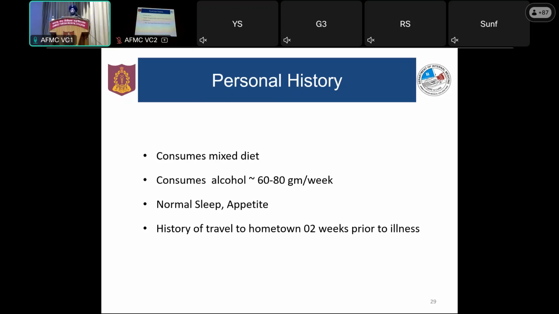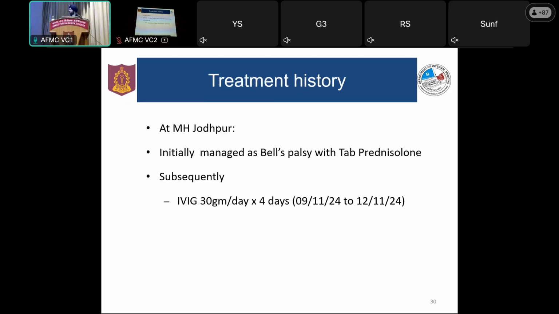Okay, next. Treatment history at AIIMS Jodhpur: initially managed as a case of Bell's palsy with tablet prednisolone. So, was it right in managing this patient with prednisolone as Bell's palsy? A patient with Bell's palsy will not have limb weakness or bladder dysfunction. Probably they started prednisolone when it was just restricted to the facial weakness. Bell's palsy is idiopathic facial weakness, so if you don't know what the cause is, then the treatment is definitely steroids, because it is assumed that if you reduce the edema around the facial nerve, then you can achieve a faster recovery.